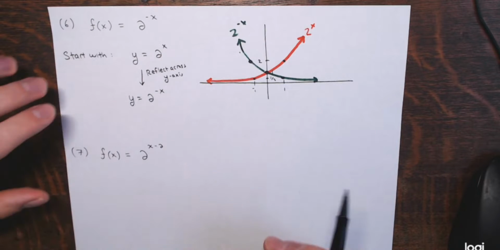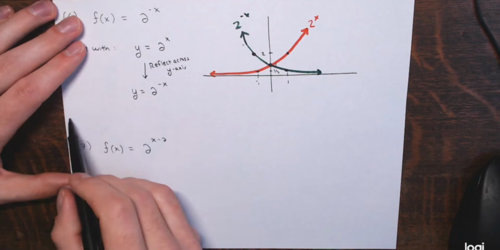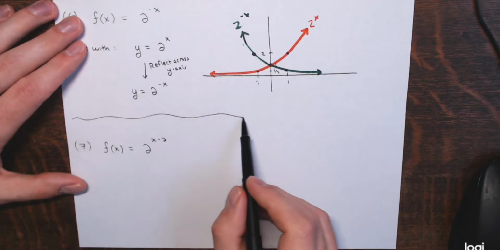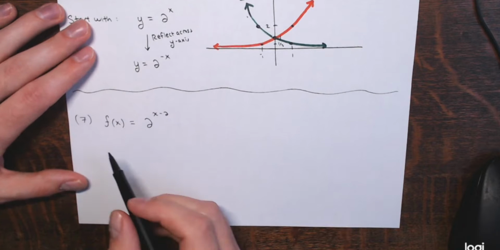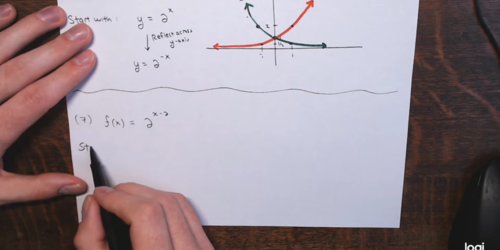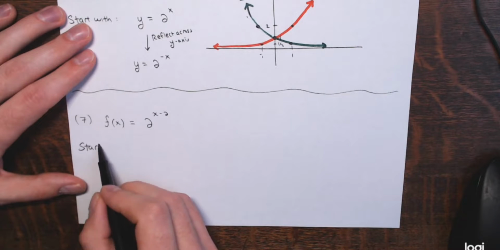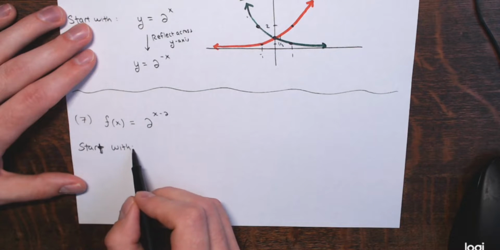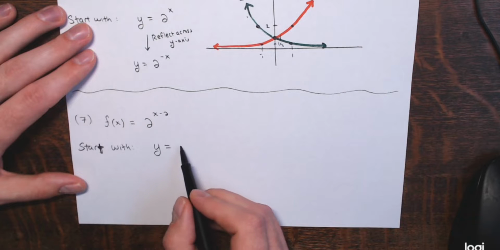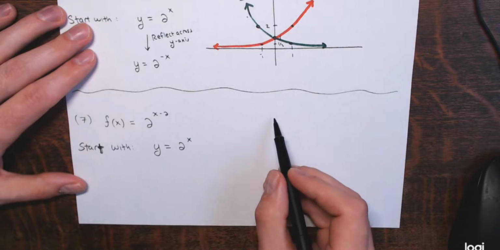Okay, next example. Dealing with another function that has a base of 2. So once again, I'll start with that y equals 2 to the x. Start with that parent basic exponential function, y equals 2 to the x. So again, I'll draw that here.